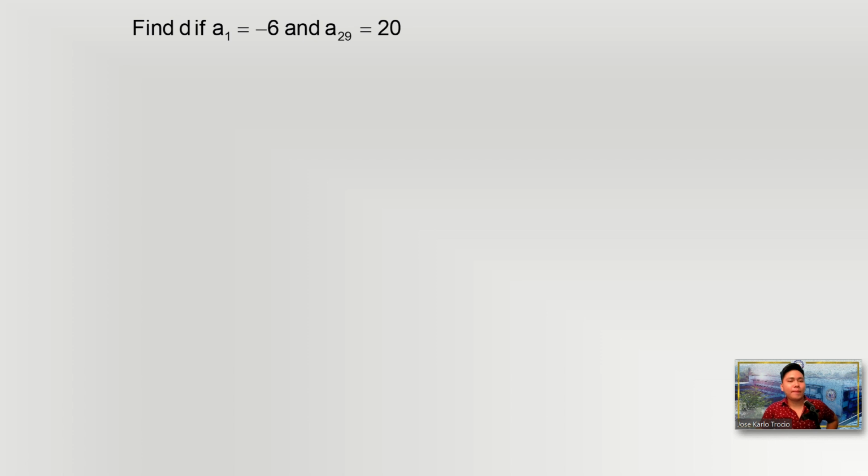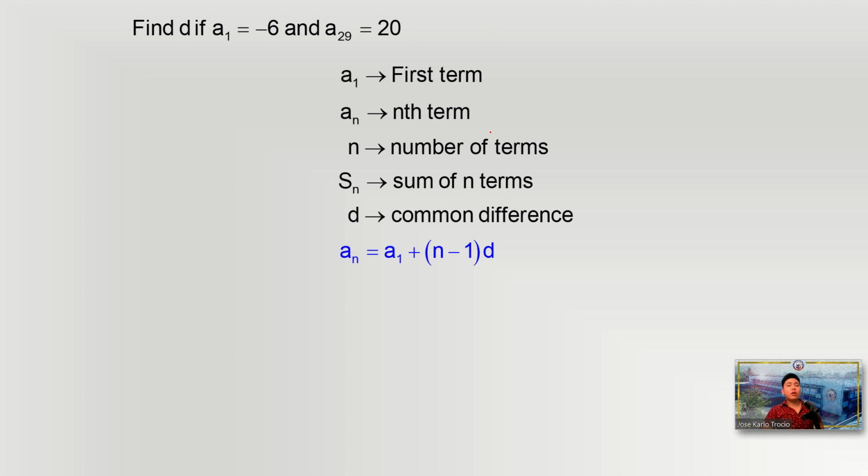Okay, another. You have D. If A sub 1, you are going to find the common difference. You are given, it's a matter of mathematical manipulations. I know you are really good at it already. Are you? Aren't you? Okay, yeah, of course you are. Let us go.